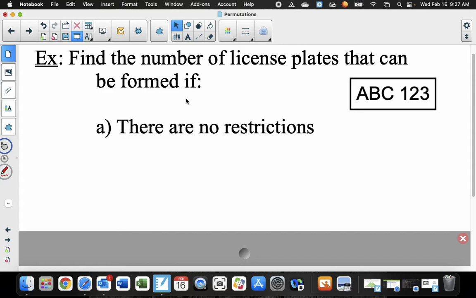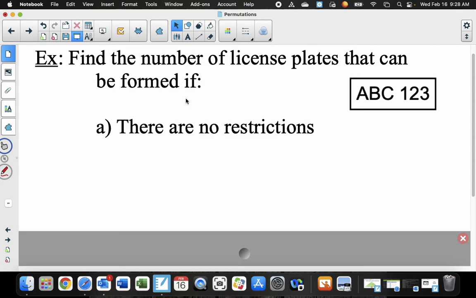So if we go the older way, and I'm trying to figure out how many different arrangements, how many different license plates could we come up with, based on the fact that you have 3 letters and 3 numbers. And for part A, we'll say there's no restrictions. What I mean by that is you could have A, and A again. You could have 1, 1, and 1. You can have duplicates if you want. There's no restrictions at all.